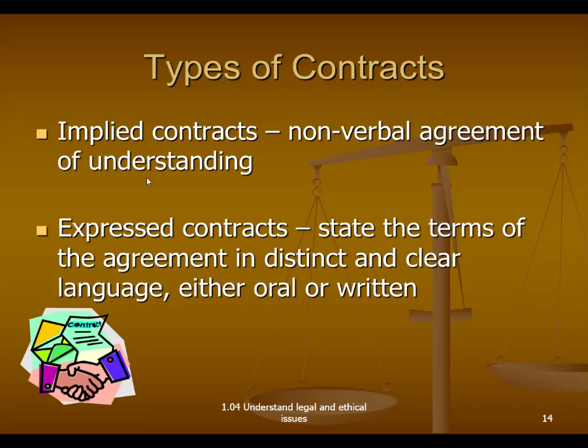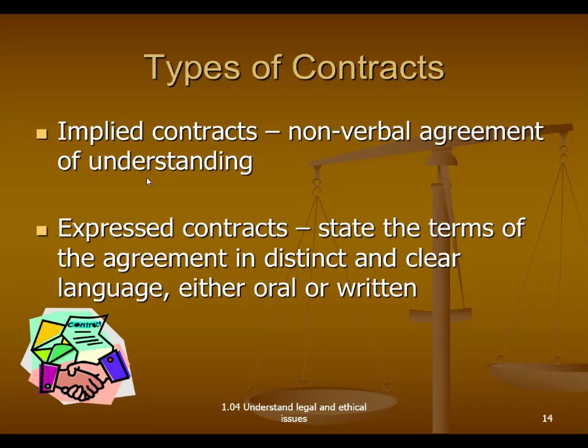When you make an appointment, it's an implied contract that I will be available to provide services, and once those services are done, it's implied that you'll pay for them. An express contract states the terms of the agreement in distinct, clear language. It can either be written or oral. So we can go into a verbal contract. I can agree to sell you something for an X amount of dollars, and we can have that contract verbally. Also, it can be written.